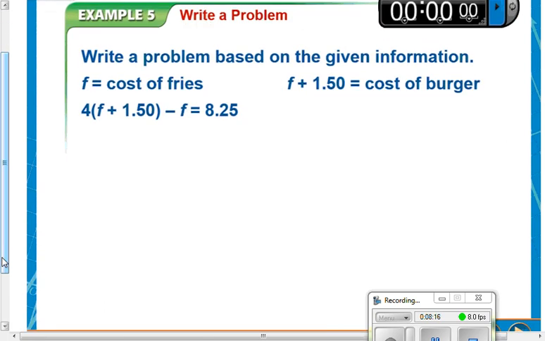Example 5. Write a problem based on the given information. So here we are. We have F, the cost of fries. F plus $1.50 equals, let's see, the cost of a burger. Okay. And then we have this equation here, 4 times the sum of F plus 1.50 minus F equals 8.25. Okay. Write a problem based on the given information.